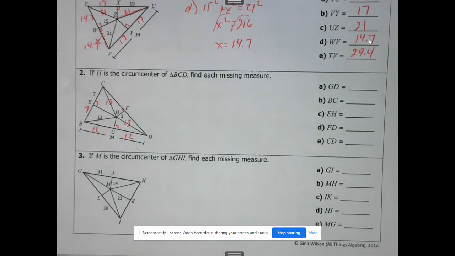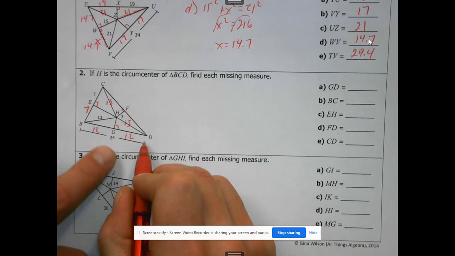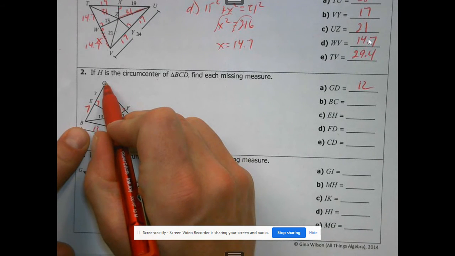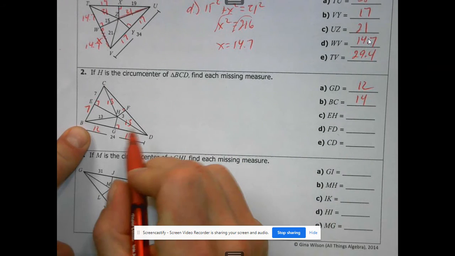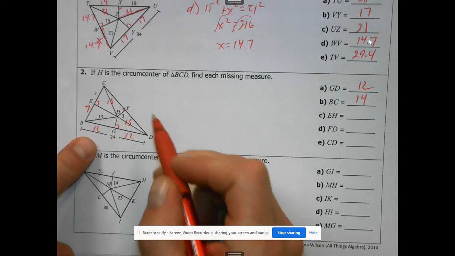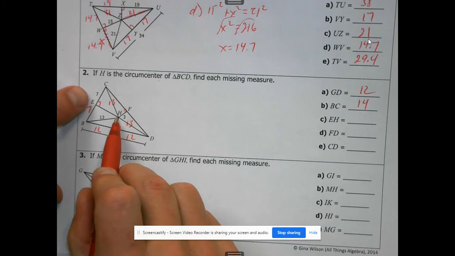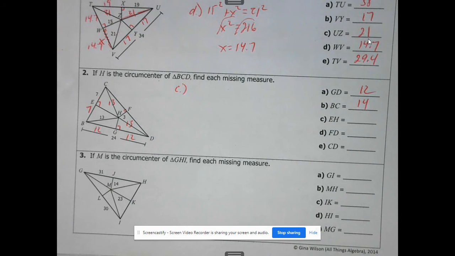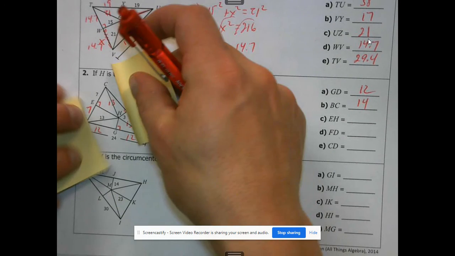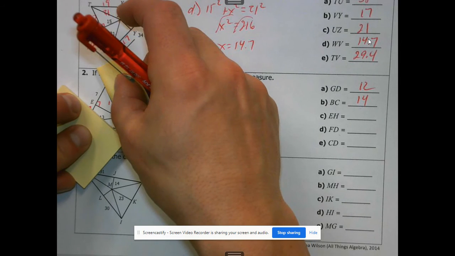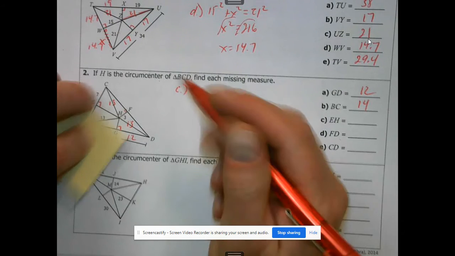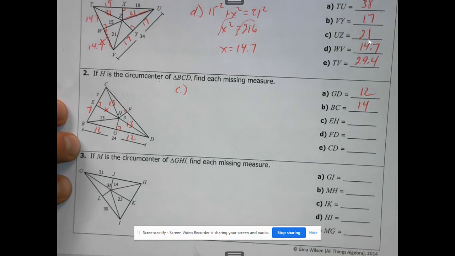All right, questions. G to D, just did that, 12. B to C, the whole thing, 7 and 7, 14. E to H, that is right here. We are going to have to use Pythagorean theorem, right? So for letter C, Pythagorean theorem. If I cover this up for you, there's my triangle right there. I can use Pythagorean theorem to find that distance. So E to H, I'll just call it X for right now.